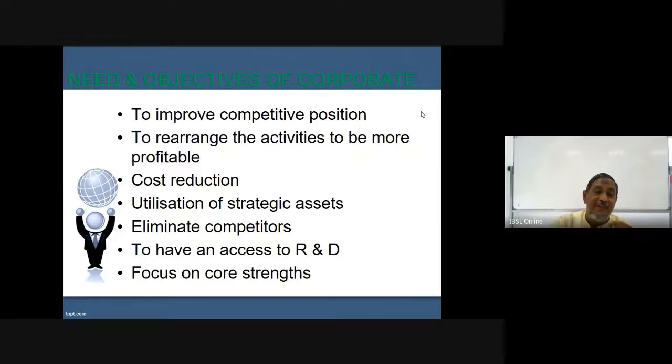Cost reduction is one of the important factors. Cost reduction is where the cost is not productive, so it has to be reduced. But most of what we say is managing the cost. Managing the cost means you spend the money and get a return more than the amount spent. That's called cost management, cost benefit.